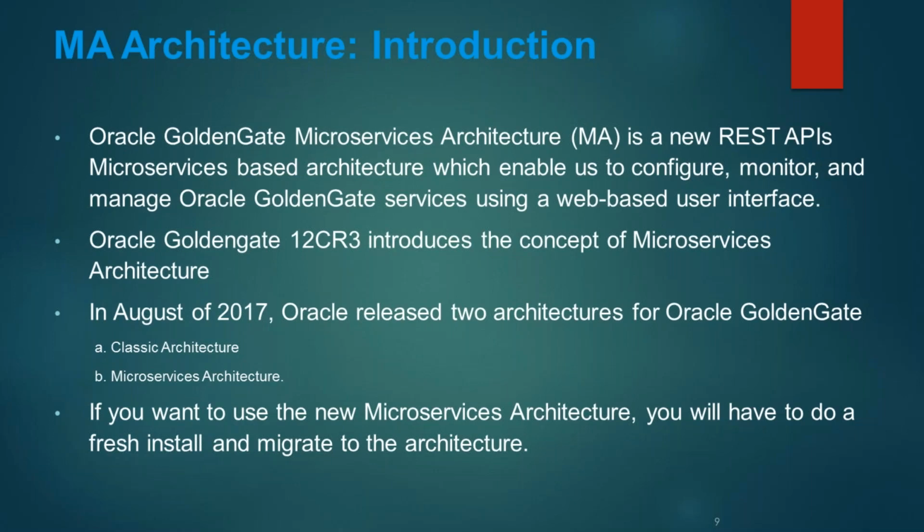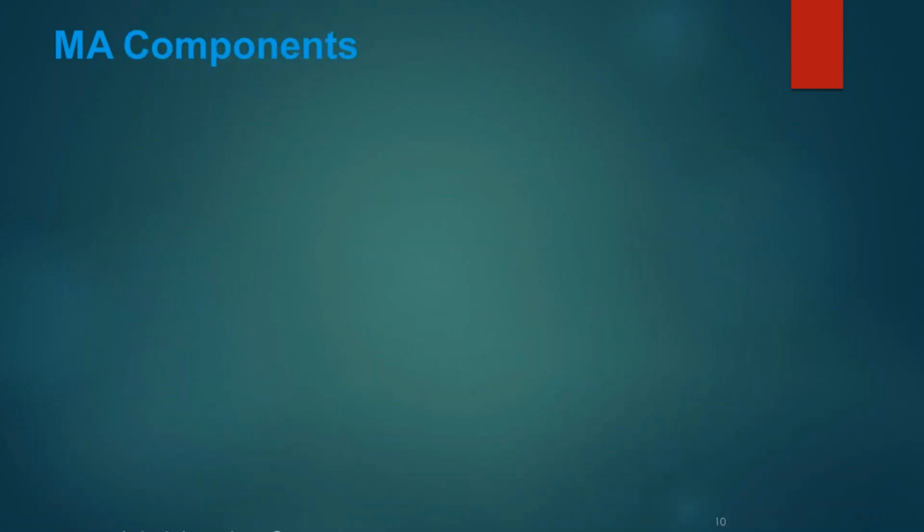Now, another thing is most of the organizations are using the classic architecture. Now they have to upgrade to microservices architecture. So you will have to do a fresh install and migrate to the new architecture. You cannot upgrade your existing architecture directly to the microservices architecture. So you will have to do the fresh install and point your directories accordingly.